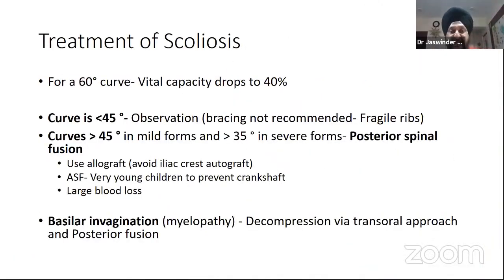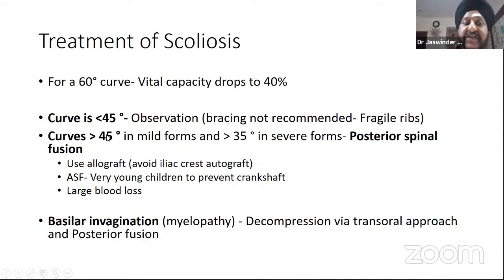So finally, for scoliosis, for the exam purpose, and if you are interested in spine, for a curve which is 60 degrees in general, the vital capacity of that lung will decrease by up to 40%. Whenever there is a curve which is less than 45 degrees, so this is a mild curve of the scoliosis, it is usually advised to observe such a child. Bracing is not advisable in those children because the ribs are as such very fragile. There are high chances of fractures in those ribs. So that is why bracing is not advisable.